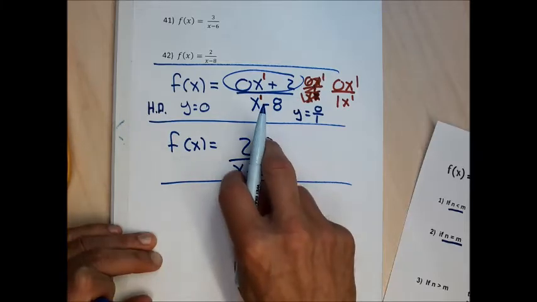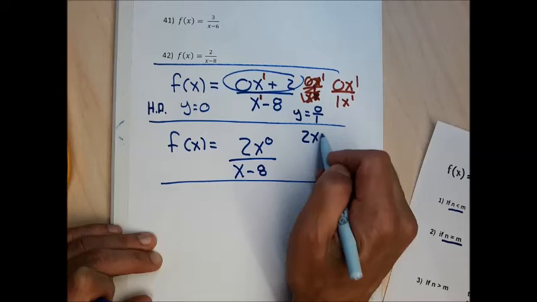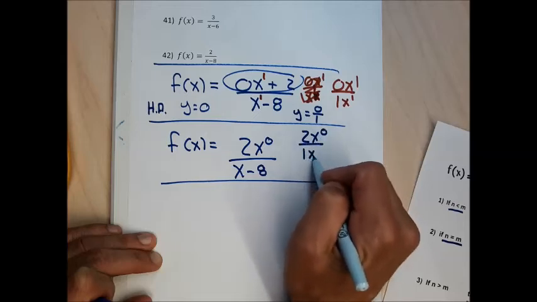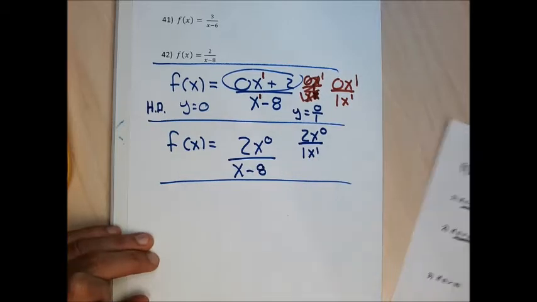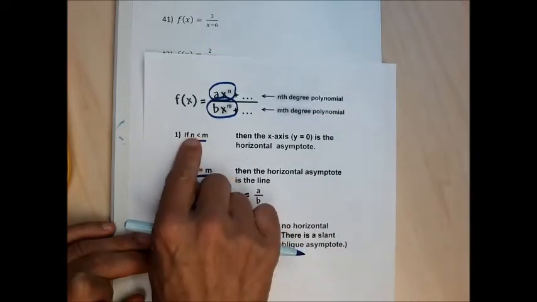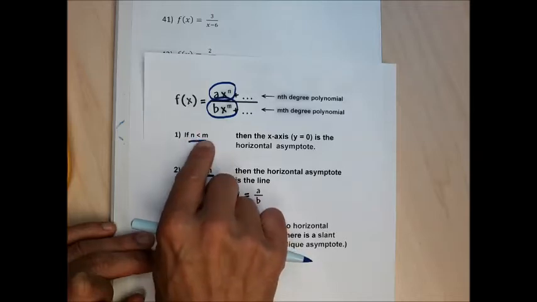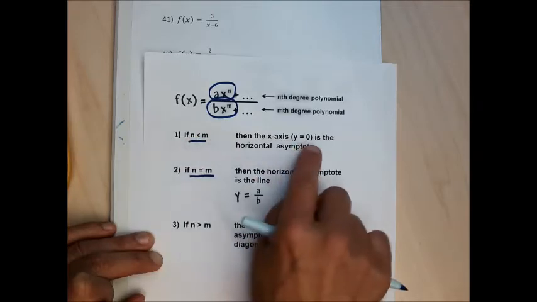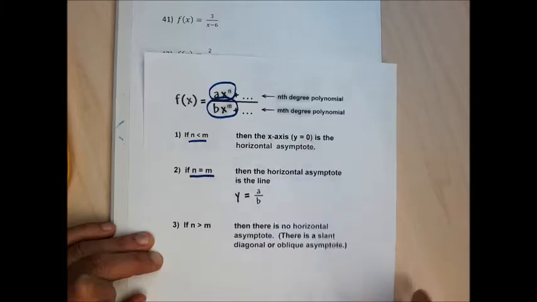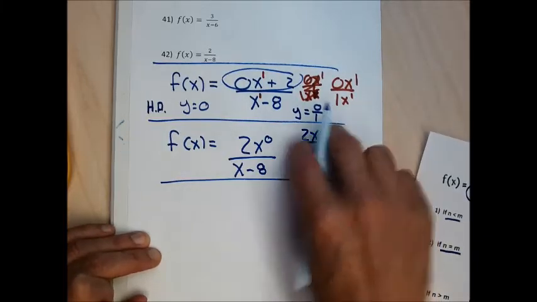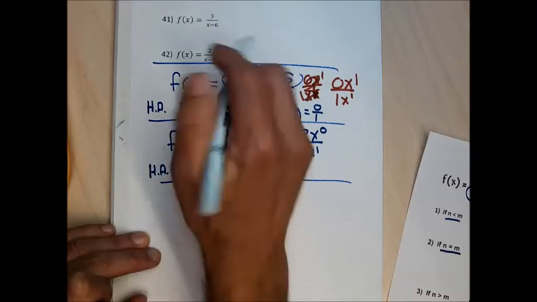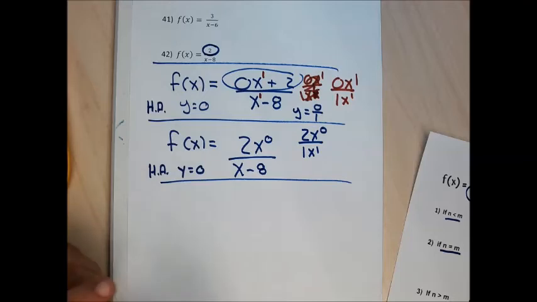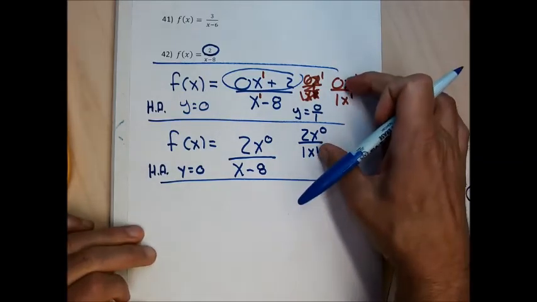Looking at problem 42 with the numerator like this, the highest exponent term in the numerator is 2x to the 0. The highest exponent term in the denominator is x to the first. When the highest exponent in the numerator is less than the highest exponent in the denominator, the horizontal asymptote is y equal to 0, and there's no algebra to do. So this way of looking at it also gives me a horizontal asymptote of y equal to 0. When there isn't an x term in the numerator, the horizontal asymptote is always going to be y equal to 0, regardless of how you try to rationalize it.